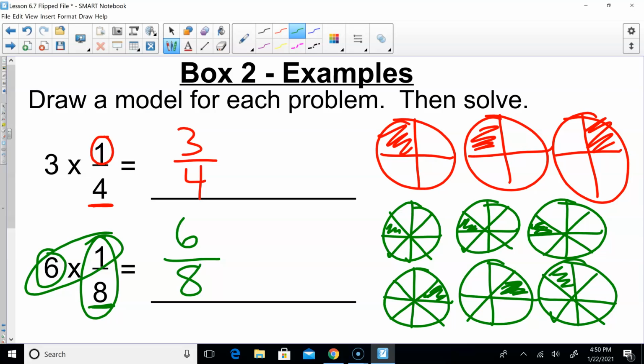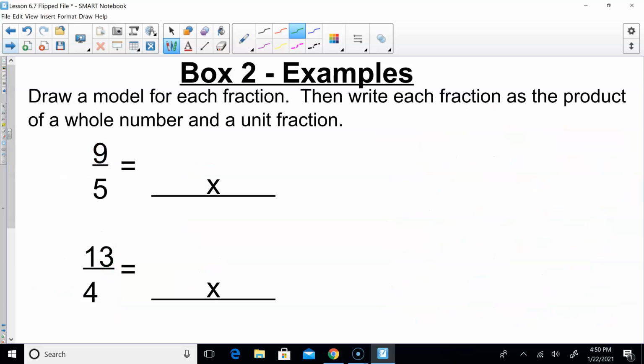So you can draw out the models, you can draw out the equations, you know what you're looking at as examples to help you because you know you're going to have some that look just like this. I know, 6-7, and I finally told you the secret. Shh, don't tell. All right, draw a model for each fraction. Then write each fraction as a product of a whole number and a unit fraction.